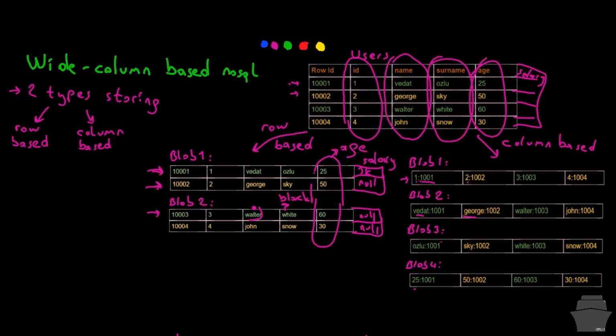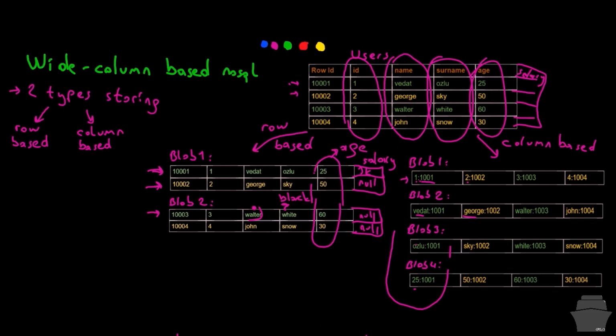In the second blob, we store the name. On the third blob, surname. And in the last blob, we have age. It is weird, right? But it also has pros and cons. If I want to get all the information about Vedat, then I have to read all the blobs, right? It is not good if you have lots of fields.